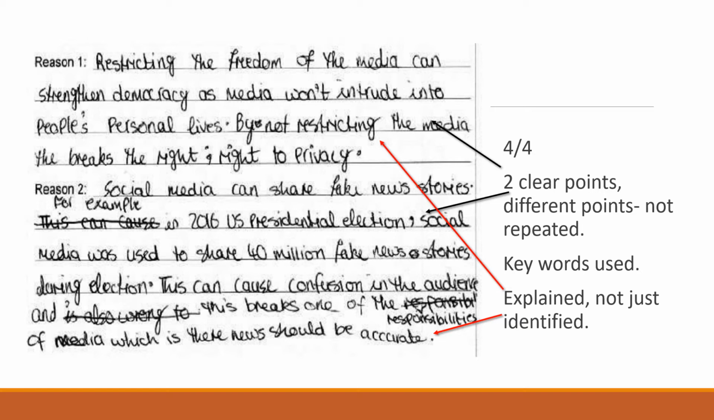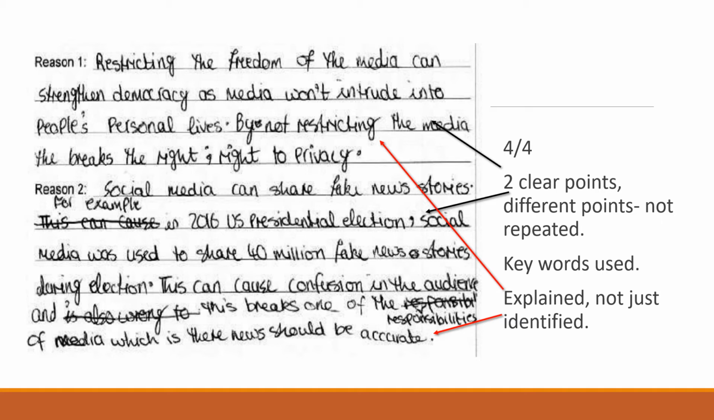So in reason 1, they've said, restricting the freedom of the media can strengthen democracy as media won't intrude into people's personal lives. By not restricting the media, this breaks the right to privacy. So they've picked the bit out of the source about the phone tapping, but then they've explained it into how that increases democracy. So the bit about by not restricting the media, they're actually using their own knowledge of democracy and using that point to justify it.